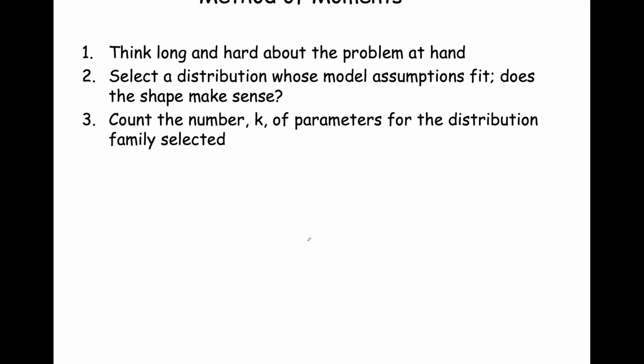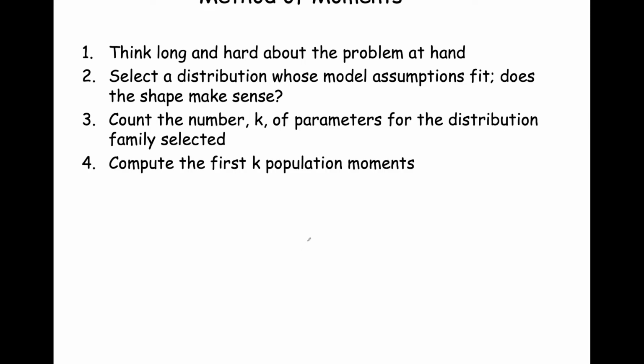Once you've arrived upon that distribution, you will use it to model the problem that you're given. You count the number k of parameters for that distribution. In the case of a gamma, it has two parameters, so k equals 2. In the case of a Gaussian or normal distribution, it has two parameters. In the case of a Poisson, it only has one parameter. Nonetheless, you count k, the number of parameters.